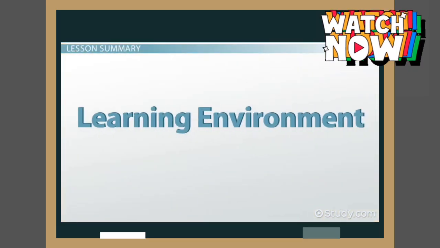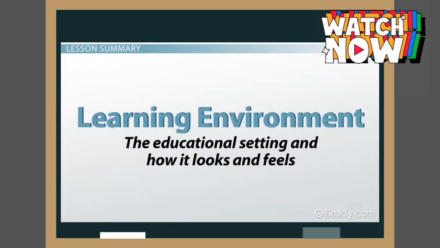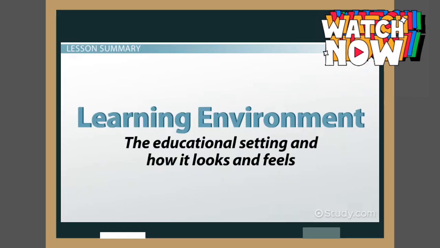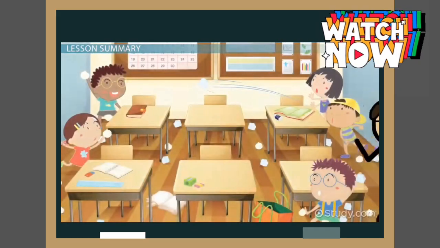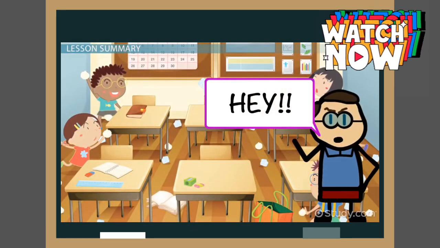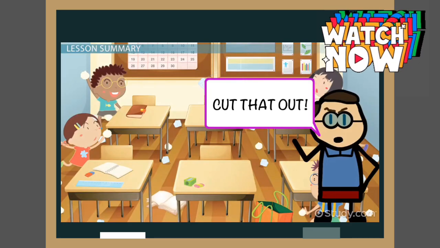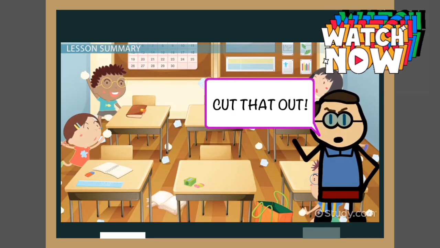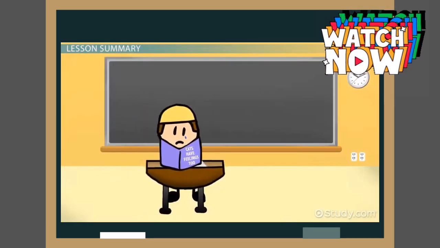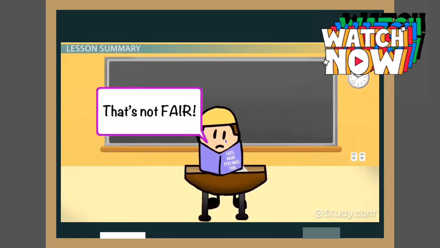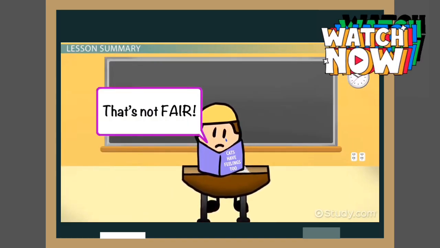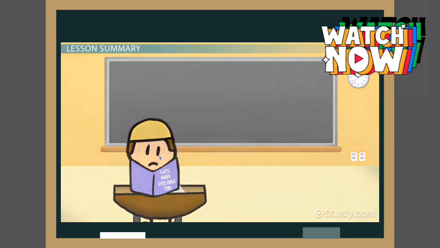A learning environment is the educational setting and how it looks and feels, and can be positive or negative. Teachers can impact the learning environment in many ways, including the physical, psychological, and instructional setting. Students are greatly impacted by the learning environment, and teachers play an important role in controlling the setting.